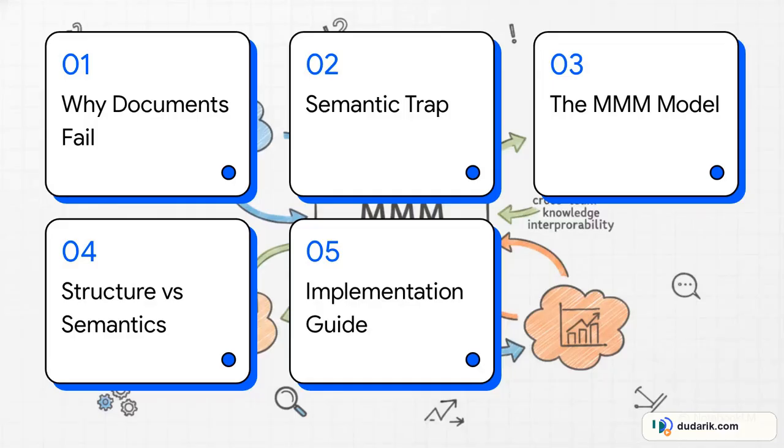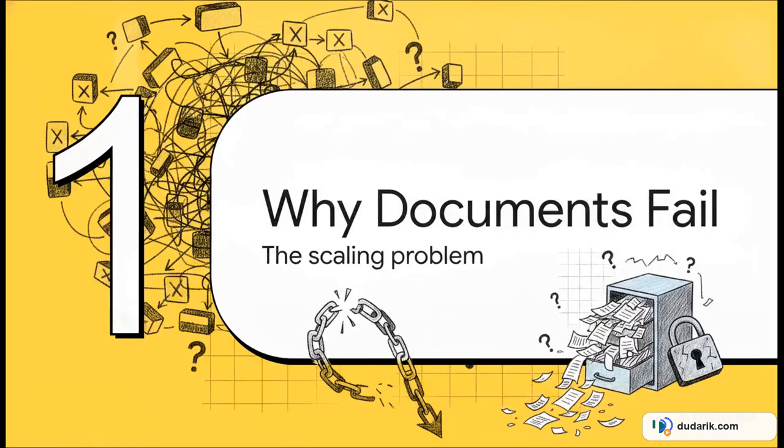We'll look at why current document systems fail, the semantic convergence trap, what the MMM model actually is, how it decouples structure from semantics, and we'll wrap up with a practical developer implementation guide. Okay, moving right into section 1, why document systems fail.